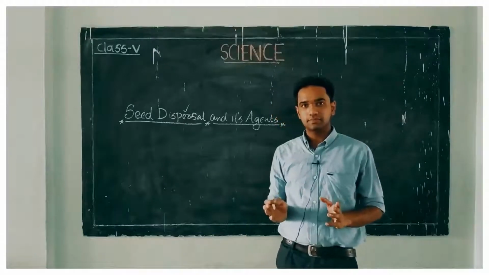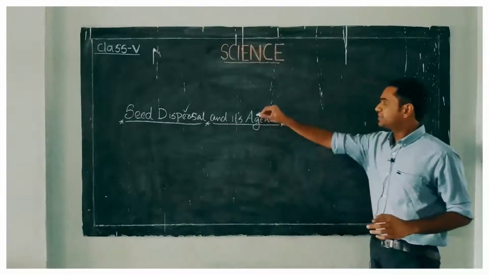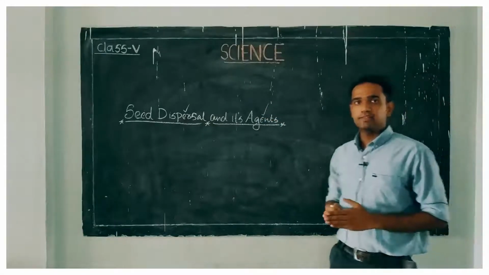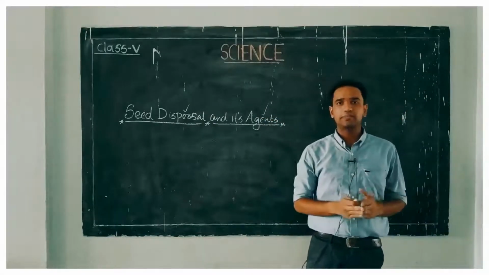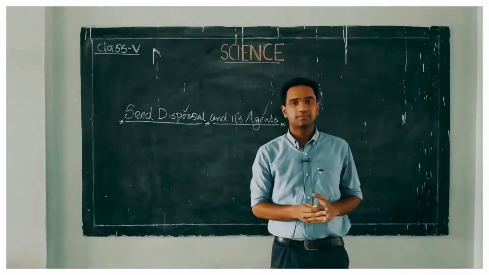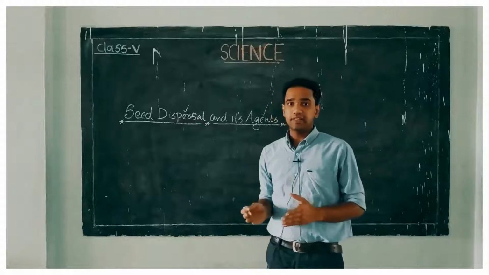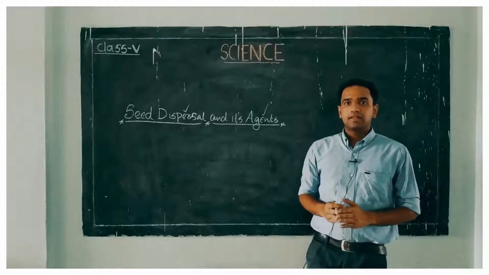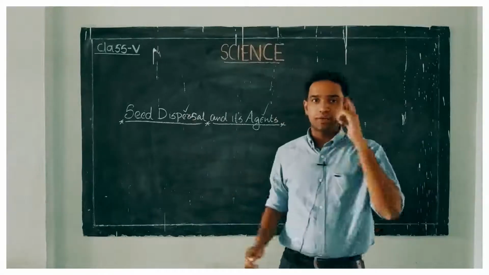Clear? Next, what is the meaning of this agent? Agents means the act or something that does work for another. Clear? Something that does work for another. Just keep those 2 things in your mind.